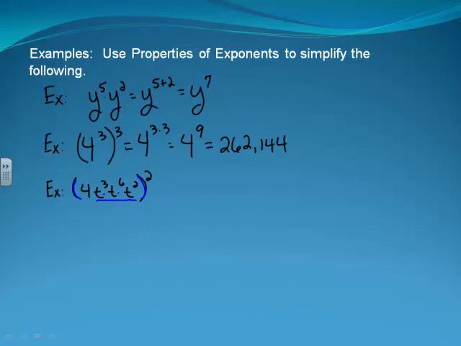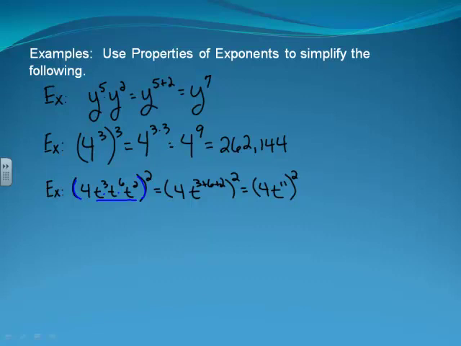So you could use property number 1 to work in the group first and write that as a single base t and add all of those exponents. So you'd get 3 plus 6 plus 2. And then, of course, that power outside the parentheses is still there because I haven't used that yet. Add the exponents: 3 plus 6 is 9, plus another 2 is 11. So now you've got, in your parentheses, 4t to the 11th, and that quantity is squared.